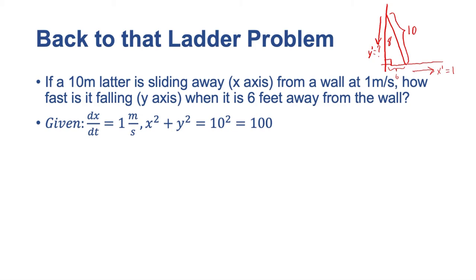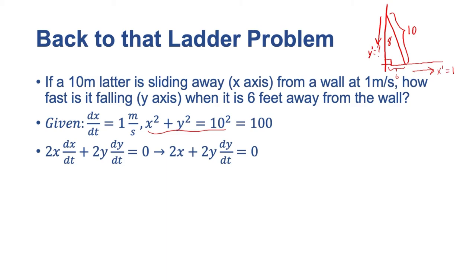First, we are going to differentiate this whole thing with respect to time, and that will give us 2x dx/dt plus 2y dy/dt equals 0, because 100 goes to 0. And because we already know dx/dt is 1, because we have 1 meter per second here, we can just say 2x plus 2y dy/dt equals 0. Now we will isolate dy/dt, and then we will be able to determine how fast it's sliding down when our ladder is 6 meters away. So we solve for dy/dt, and that will give us negative x over y times dx/dt.